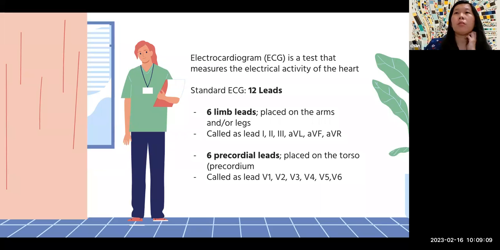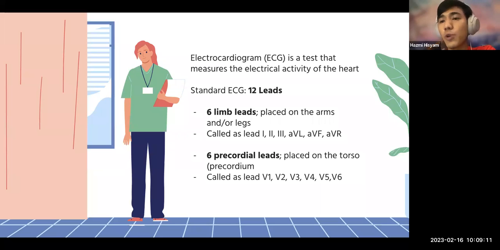Okay. So in ECG, as we know, there are 12 leads. 6 limb leads placed on the arms and legs, known as lead 1, 2, 3, aVL, aVF, and also aVR. And we also have 6 precordial leads, which are placed on the torso, known as V1, V2, until V6. Next slide.